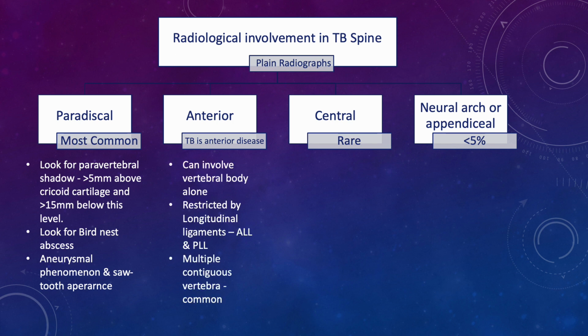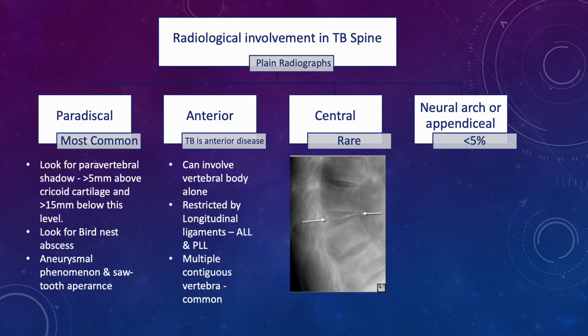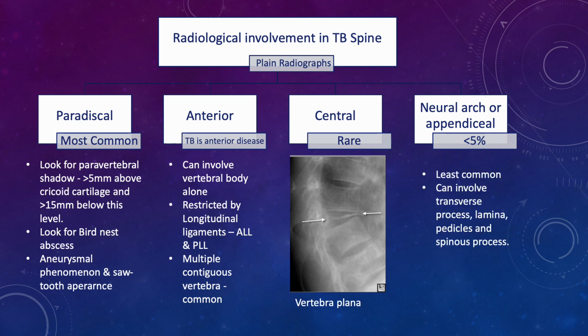Sometimes the abscess can expand and lead to aneurysmal phenomena and can erode the body, leading to a sawtooth appearance. Anterior disease: TB is essentially an anterior disease, so it can be restricted to the vertebral body alone, and it is restricted by the anterior and posterior longitudinal ligaments. There can be multiple contiguous vertebra involvement as well. Central TB, also known as vertebra plana, is very rare and commonly forms a differential diagnosis in children, where eosinophilic granuloma can also be a cause of it. Neural arch or appendiceal TB is much more rare, less than 5%, and can involve the posterior elements.